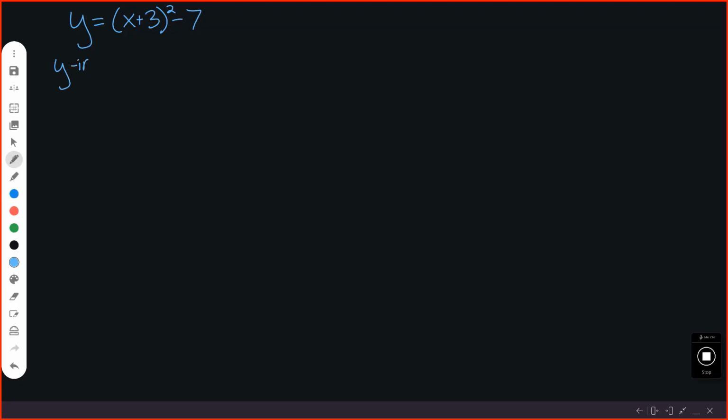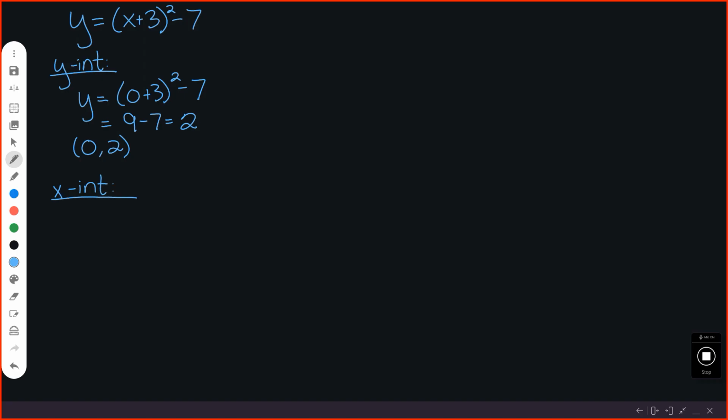So we're going to find the y-intercept. And again, to find the y-intercept, we're just going to make x equal 0. So we're going to write y equals 0 plus 3 squared minus 7. That's going to be 9 minus 7, which is equal to 2. So our y-intercept is (0, 2). Easy, right?